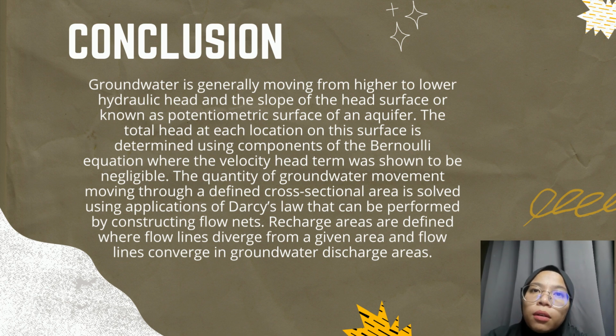For conclusion, groundwater is generally moving from higher to lower hydraulic head, and the slope of the head surface is known as the potentiometric surface of an aquifer. The total head at each location on this surface is determined using components of the Bernoulli equation, where the velocity head term was shown to be negligible. The quantity of groundwater moving through a defined cross-sectional area is solved using applications of Darcy's Law that can be performed by constructing flow nets. Recharge areas are defined where the flow lines diverge from a given area, and flow lines converge in groundwater discharge areas.